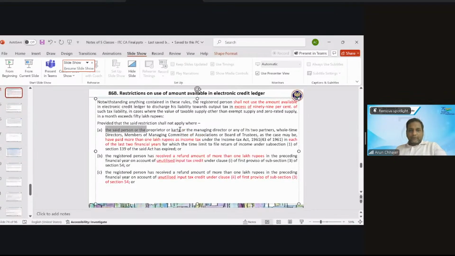The said person, or the proprietor, karta, managing director, any of its partners, whole-time director, member of the managing committee, association, board of trustees, as the case may be, have paid more than 1 lakh rupees as income tax in each of the last 2 financial years.